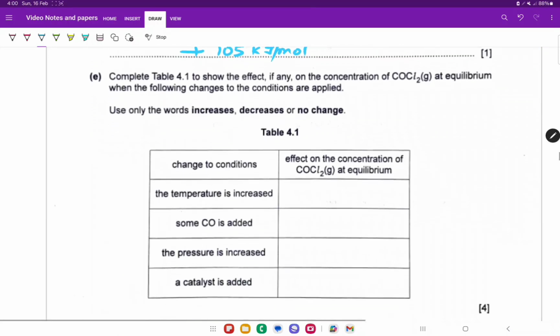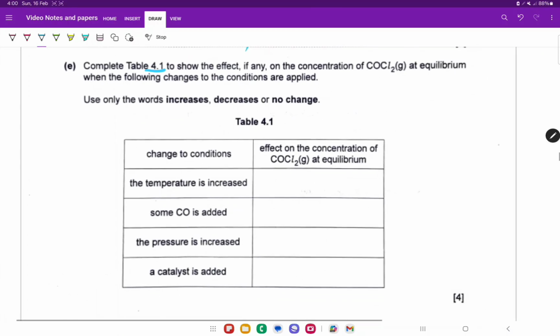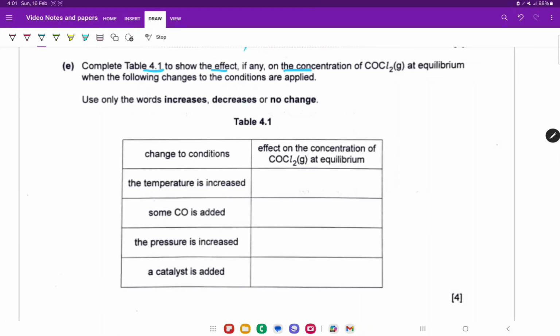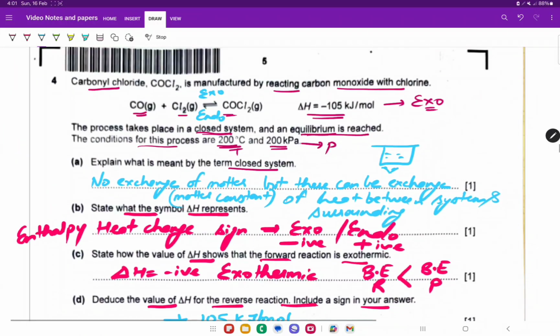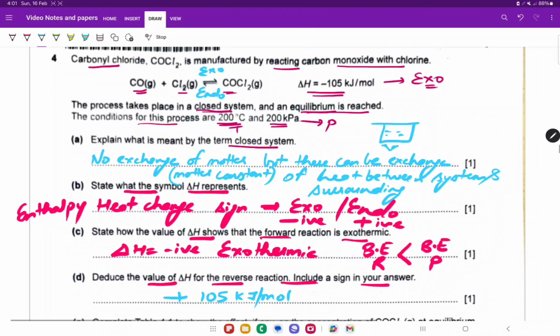Okay. Now complete the table, next part E. Complete table 4.1 to show the effect, if any, on the concentration of COCl2 at equilibrium when the following changes to the conditions are applied. This question is based on Le Chatelier's principle. It's a reversible reaction, and any change at equilibrium may disturb the equilibrium, which is governed by Le Chatelier's principle.